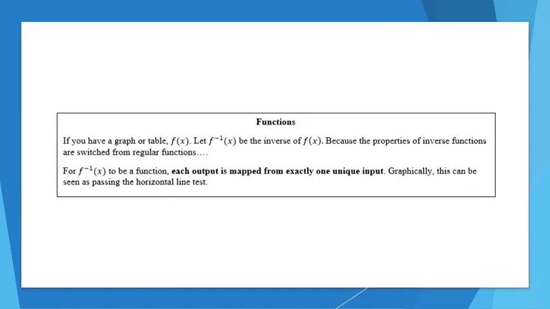All right, so for functions, let's say we have a graph or a table. Let f^-1(x) be the inverse of f(x), right? Because the properties of inverse functions are kind of switched or flipped, like how the domain is switched and flipped. For the inverse to be a function, each output must be mapped from exactly one unique input. What this means graphically is that it will pass not the vertical line test, but the horizontal line test.